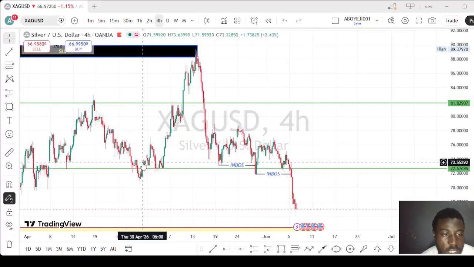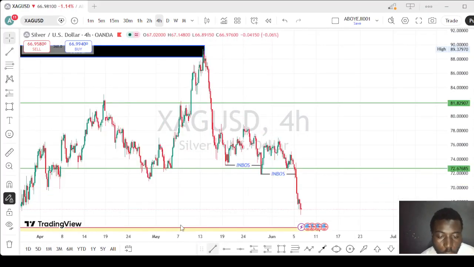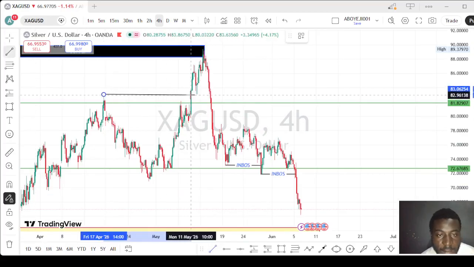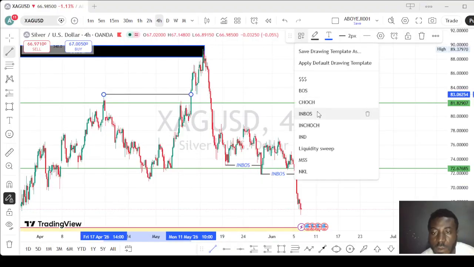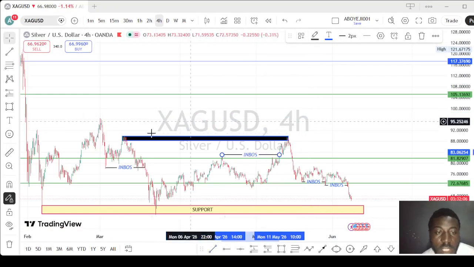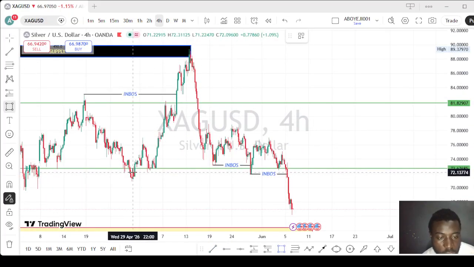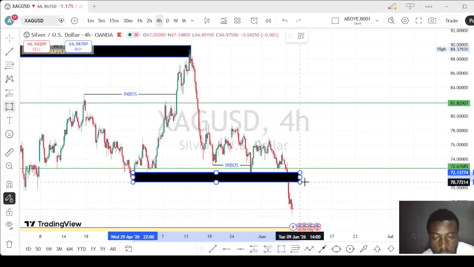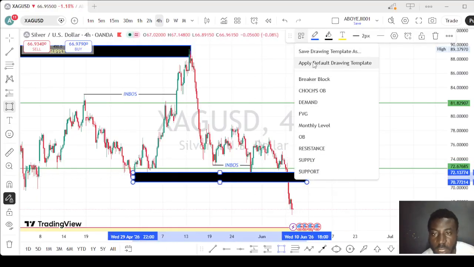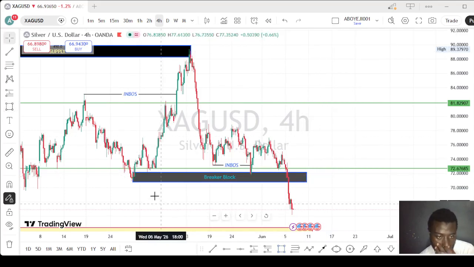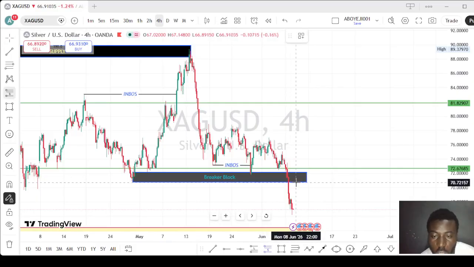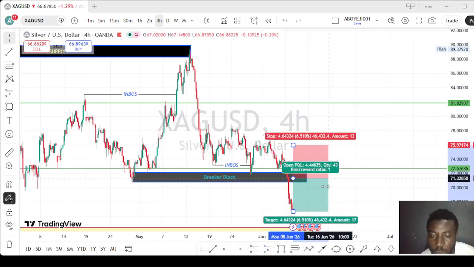You can see this is the break of structure to uptrend. This is the last break of structure that gave us the uptrend, and this is the main demand that broke it and opened the market. You can see this has become a breaker block. All we have to do now is anticipate another sell.